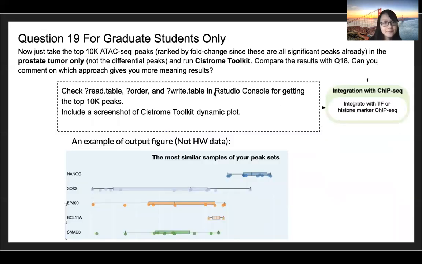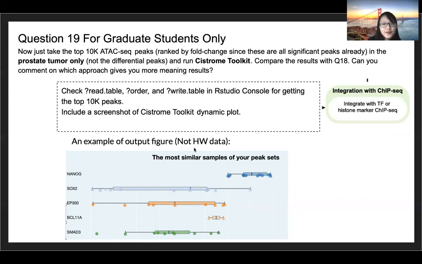And then in question 19, now just take the top 10K ATAC-seq peaks by fold change. I think, sorry, I cannot exactly recall which file, but I think it's probably in the file that we provide to you. It already contains the score and also the fold change in the original bed file that we are providing to you. So again, you can just read this table in R and then choose the top 10K peaks, and then run Cistrome Toolkit again.